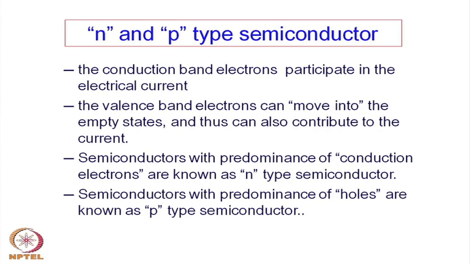So, where holes are the predominant charge carriers, that will be called P type semiconductors, and where there are acceptors. If donors are there, then the negative charges are predominant. So, that will be N type semiconductor. Both of them are very important, and we will see how they are useful maybe in the next class.